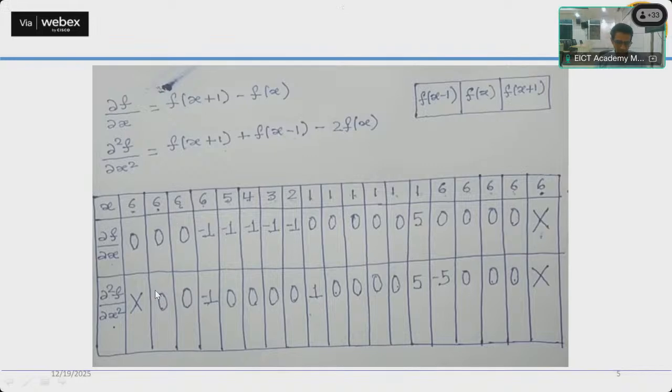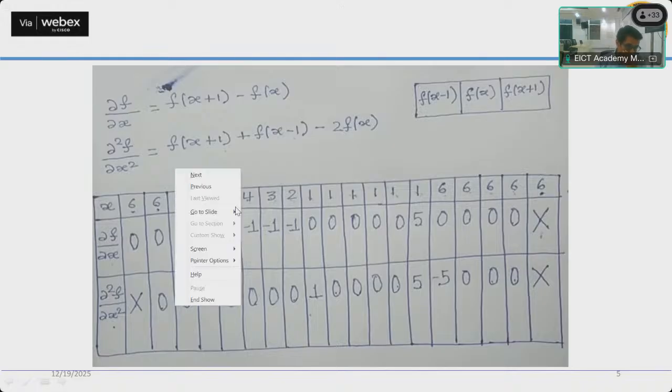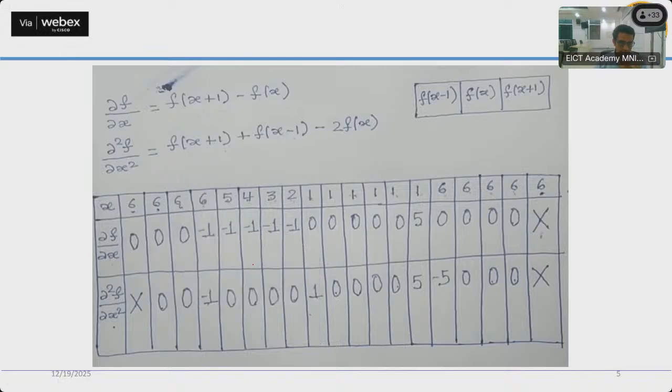Whenever you are dealing with any problem, you need to know the structure you need to prepare to solve it. So this is the structure I need to prepare. This table: delta upon del x, this is 6 on 6, it is 0. This 6 is 0. This is 6, this is 0.